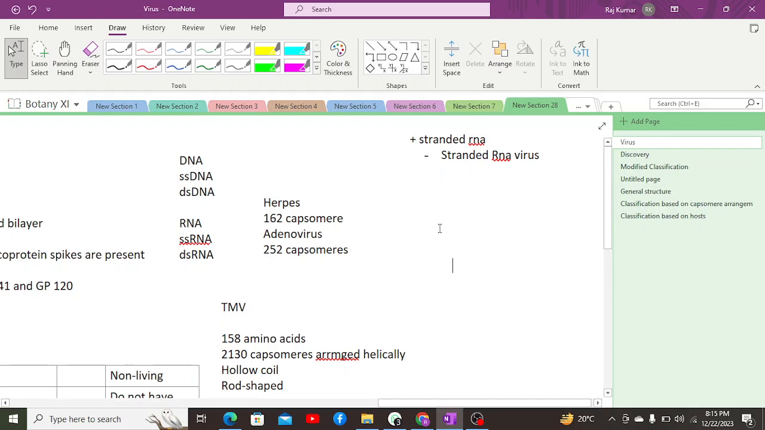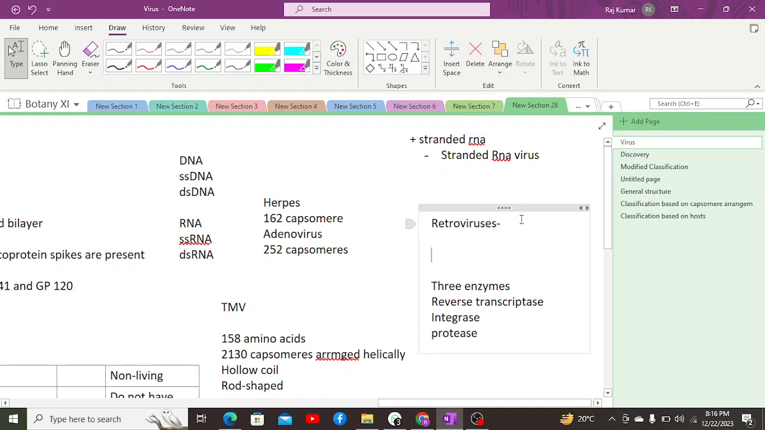Moreover, there are other types as well, such as retroviruses. Retroviruses are those viruses which perform reverse transcription. They have three special enzymes, which are known as reverse transcriptase, integrase, and protease.